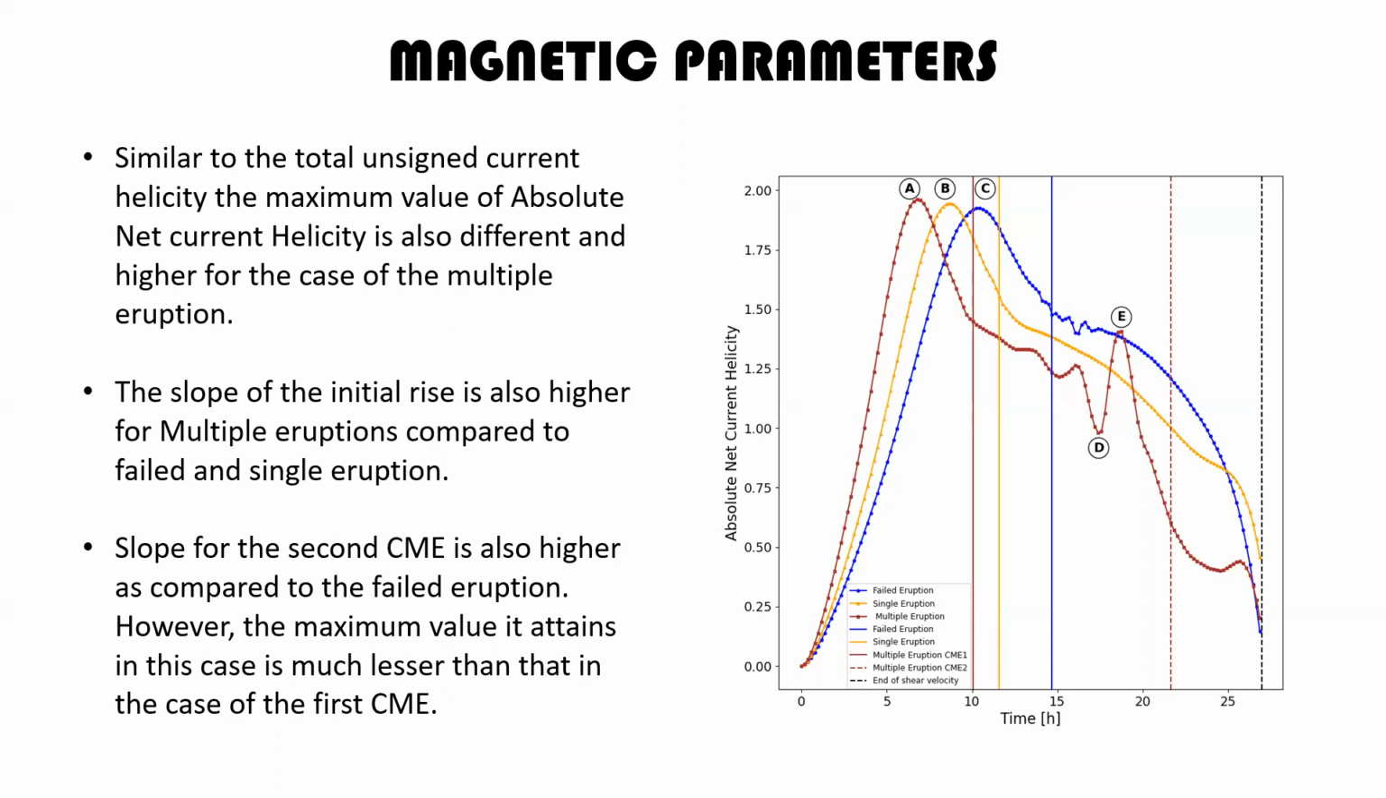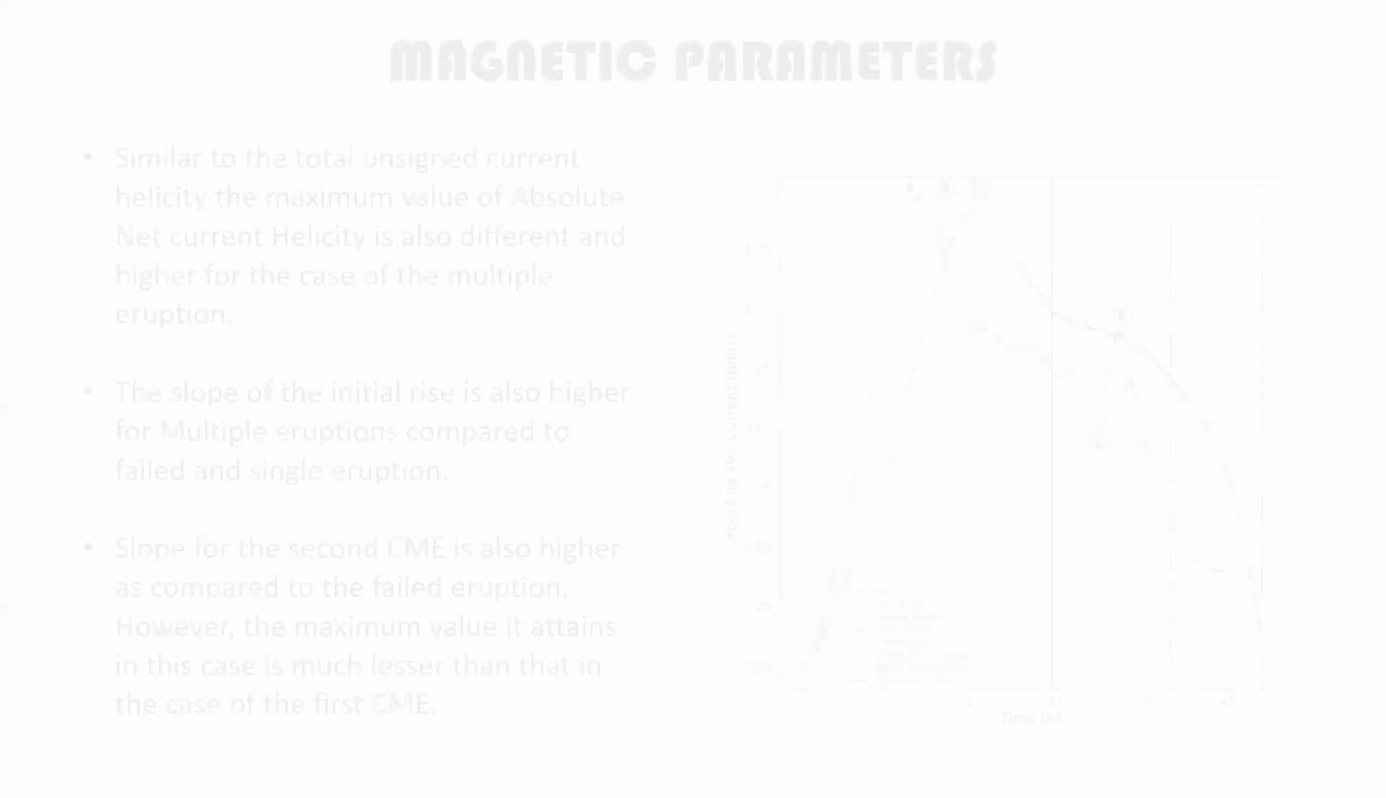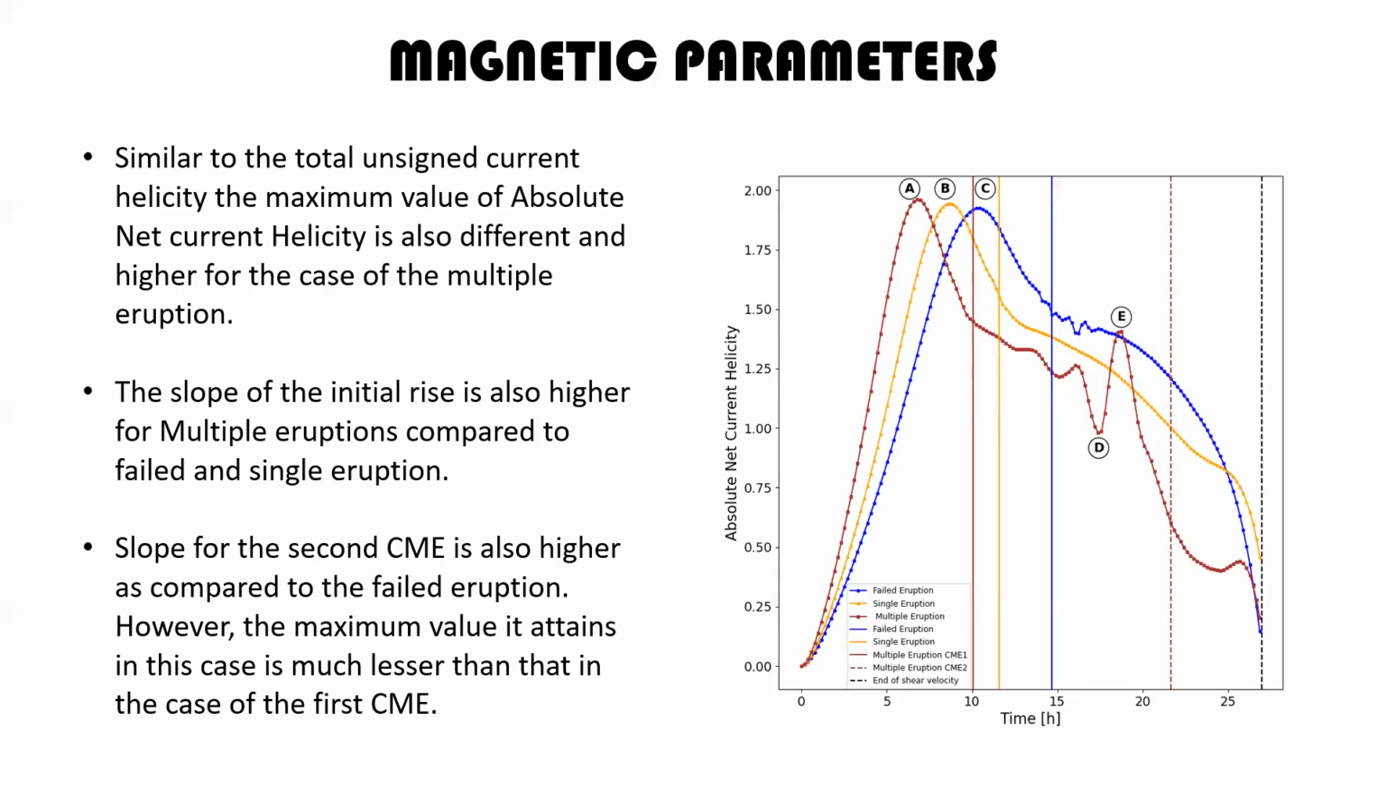So from the SHARP parameters, it is very crucial to study the time evolution of these parameters, because we have seen that various AI/ML based studies have been done to predict the solar flare or the CMEs as well. In that case, most of the weightage has been given to some of these parameters. But it is also crucial to look at their slope as well.